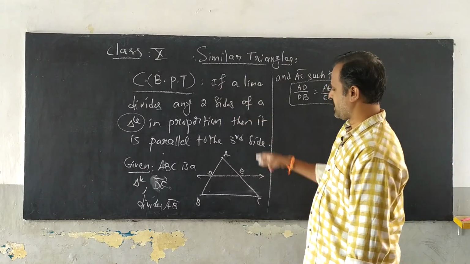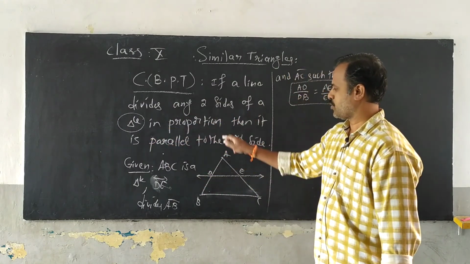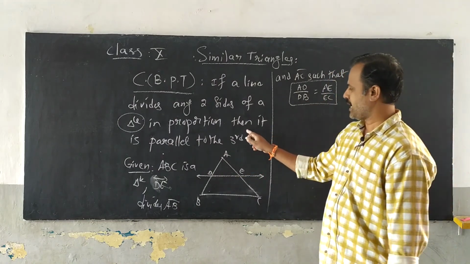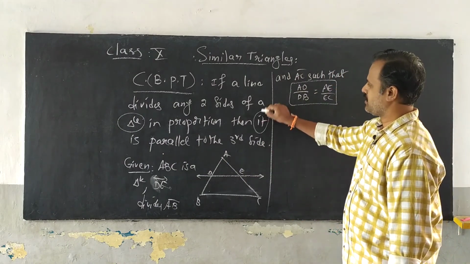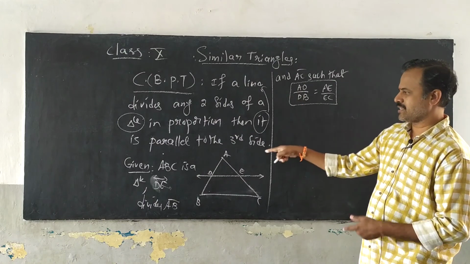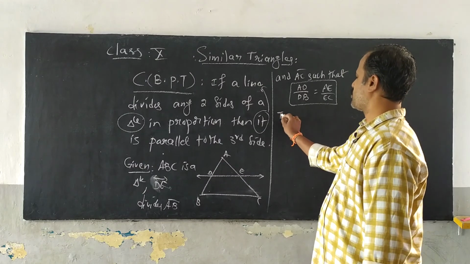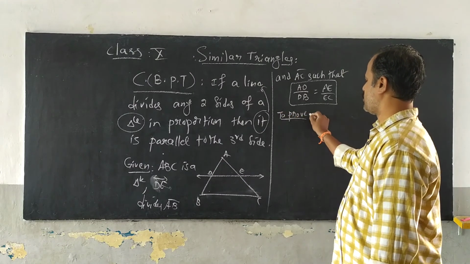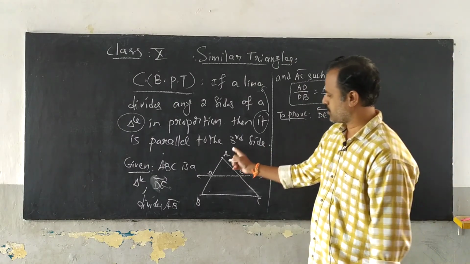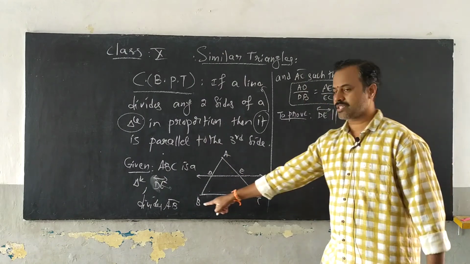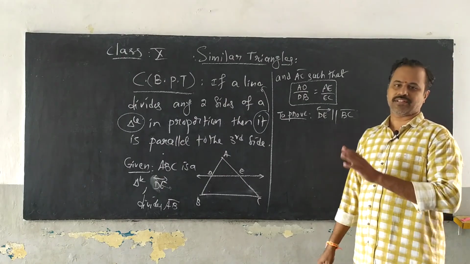Now observe, we have taken a line that divides any two sides of a triangle in proportion. Then what is to prove here? It is parallel to the third side. What is it here? It means the line DE. So to prove DE line parallel to the third side, we have taken the two sides AB and AC to divide. The third side is nothing but BC. So DE line parallel to BC line segment.